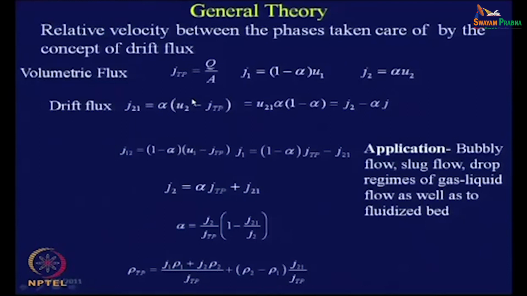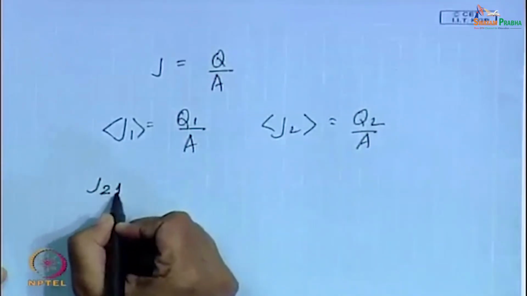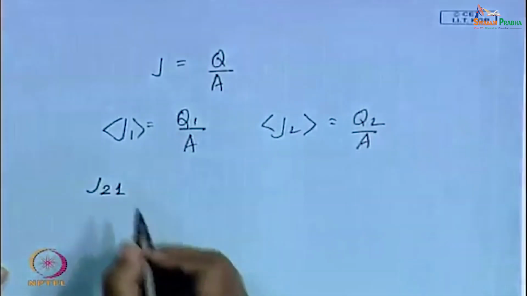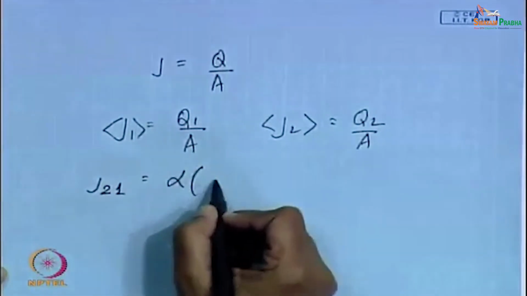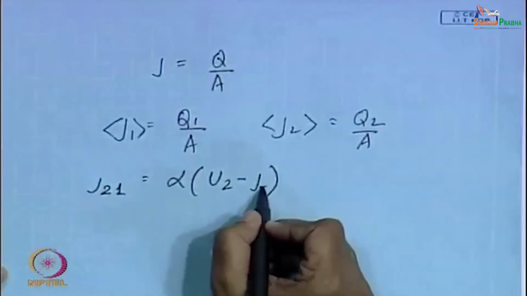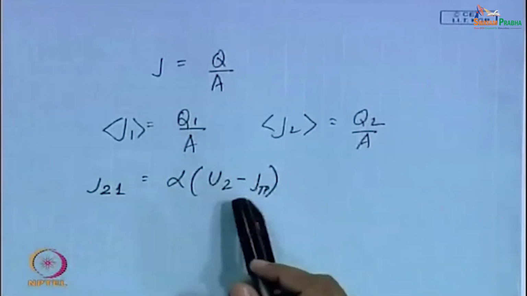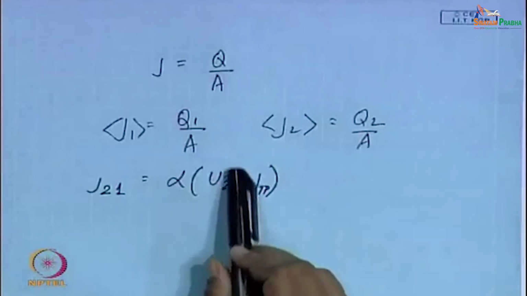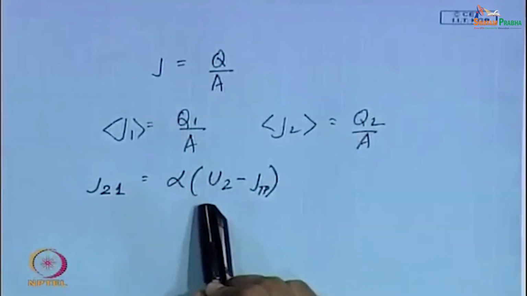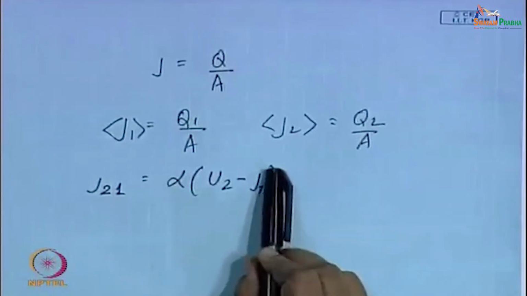After volumetric flux, the next thing which we defined was the drift velocity and the drift flux. So, how did we define the drift flux? We defined the drift flux of component 2 with respect to component 1 as alpha u2 minus j, or the j2 phase, if we consider the two phase mixture, where we defined it as the velocity of one fluid with respect to an observer moving at the average velocity.